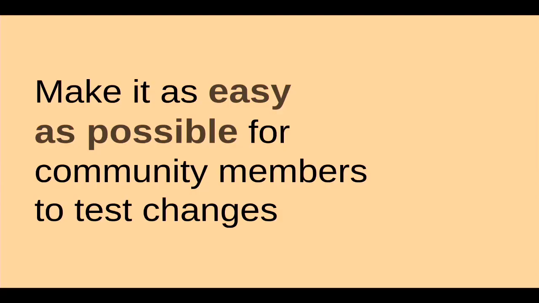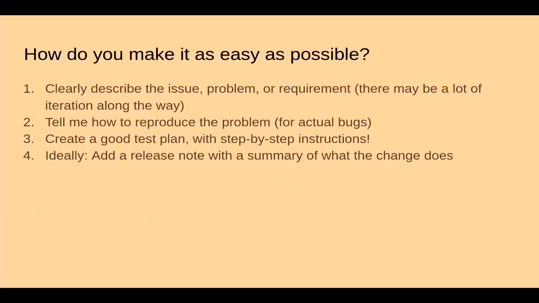And I added this one because no one ever does this: ideally we want to update the documentation so that people know about your fantastic new feature. So that you can go to sleep for the rest of the talk, my pitch to you as the developers who do the things is just make it as easy as possible for community members to test the changes. And what does making it as easy as possible mean? For me, it means I've clearly described the issue.